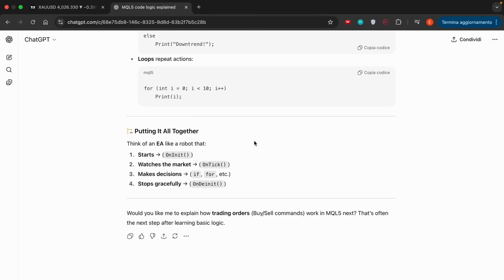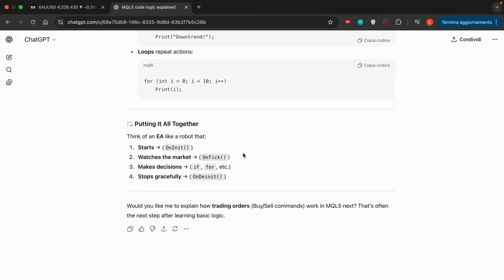So you have to think about an EA like a robot that can start and then watch the markets on tick. And what is on tick? A tick is the smallest piece of movement in time and in price. And the EA, so the algo, is going to be active and update every single tick. So I think that's 2 seconds. And then make decisions with if, for, and stops.